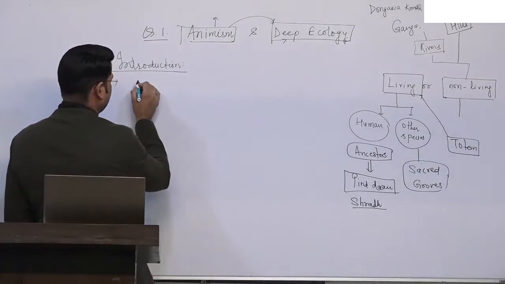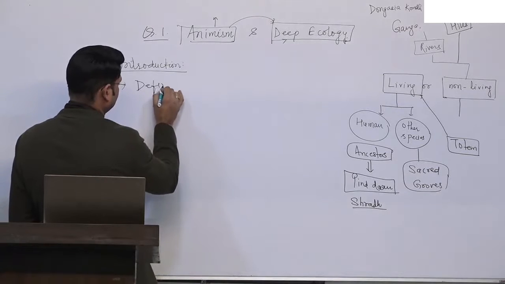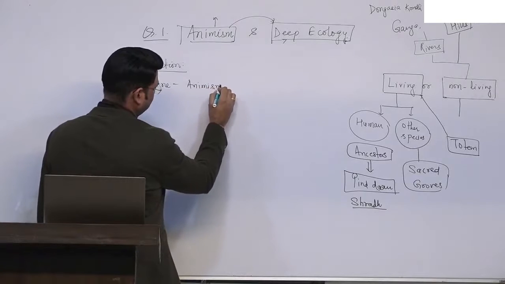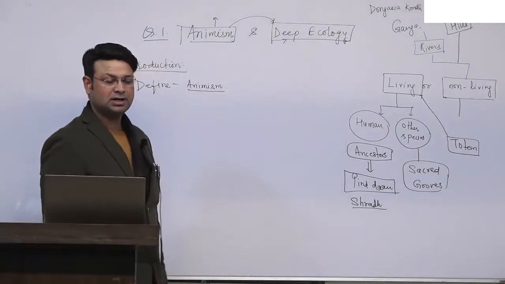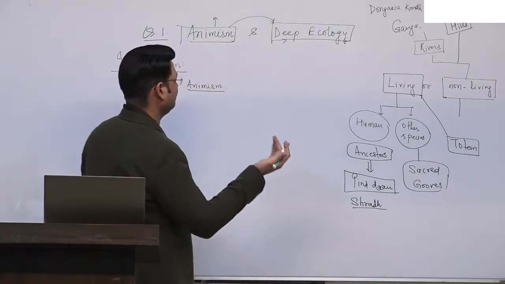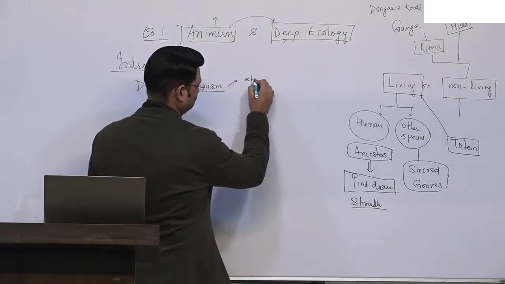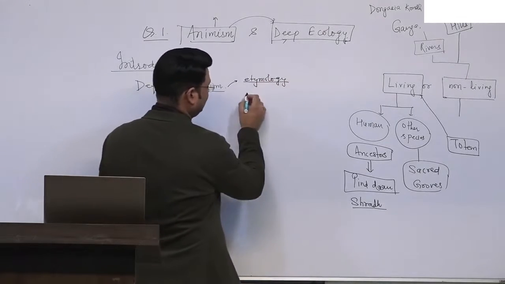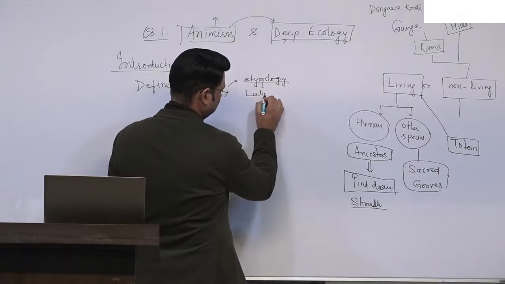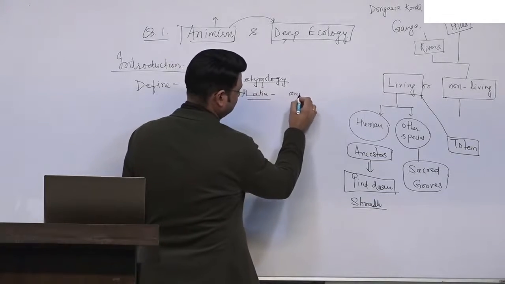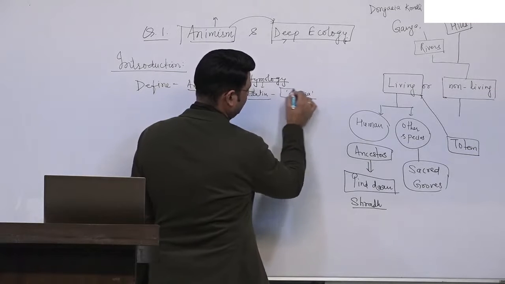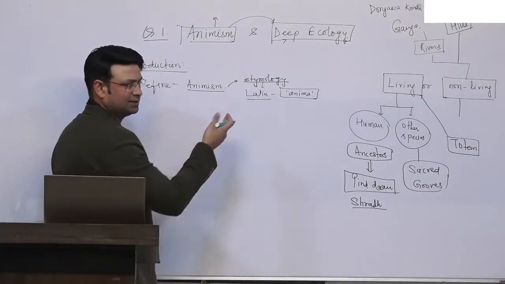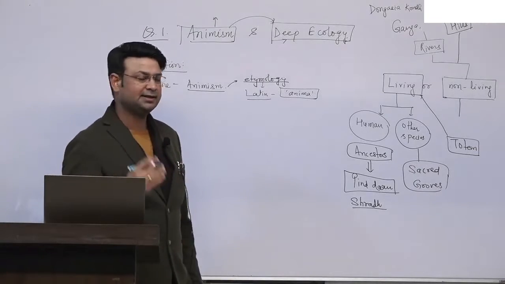First thing is that you can define animism, and in the definition you can also use the etymology. This is derived from the Latin word anima, that means life force, spirit or soul. Then you can mention what E.B. Tylor said about primitive culture.